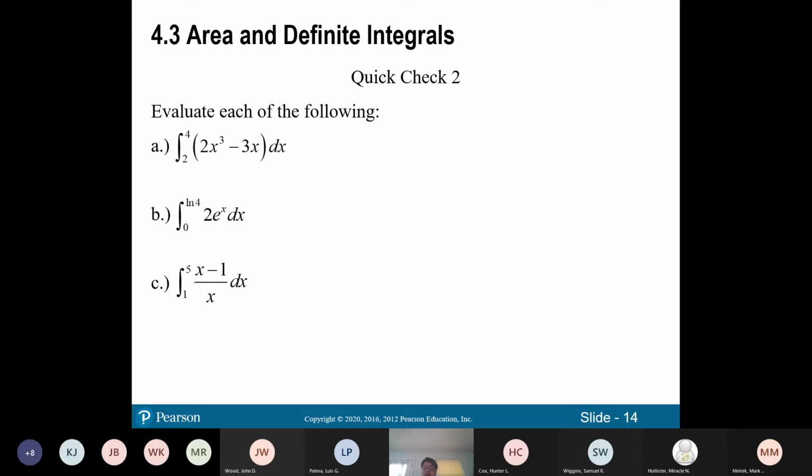And the antiderivative of 1 to 5 of x minus 1 over x dx. All right, I've got them all written down. I want you to go ahead and start working on that first one. That first one and the second one you should be able to do without any problems. Okay? So go ahead and work on the first and the second one.